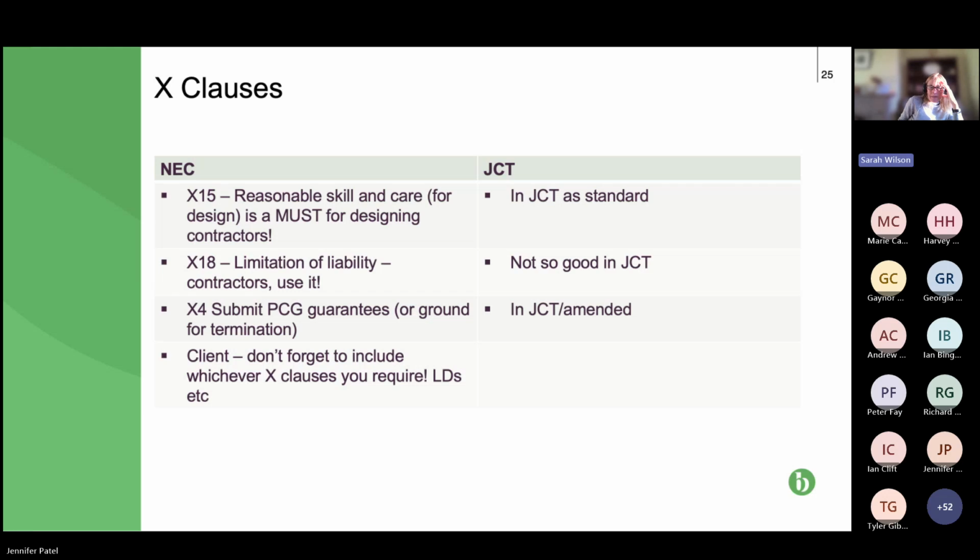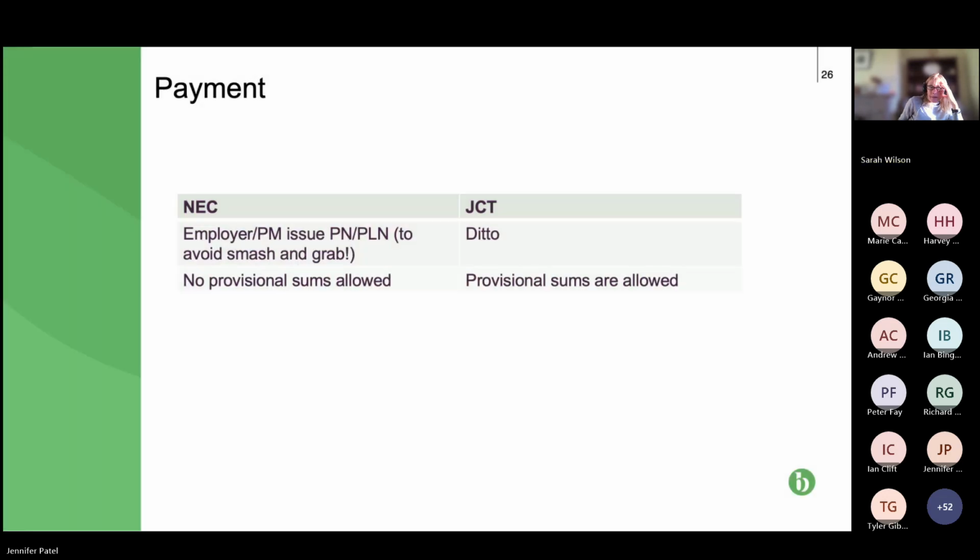So next slide, please. Payment, not much to say on payment, and that is because the Housing Grants Act, which is an act of Parliament, mandates to a great extent how payment is dealt with in construction contracts. So when I say mandates, you can't contract out of it. So that applies to both contracts. So barring extending dates for payment or reducing dates for payment, there's little leeway there.